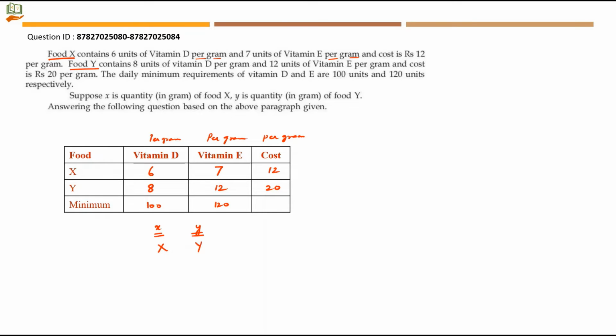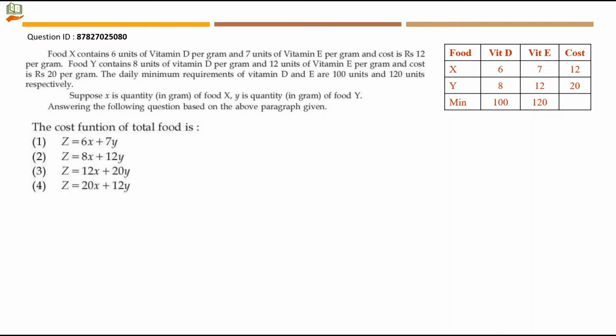Now we will start answering the question. The cost function of total food is. Where do you actually find the cost? It is in the fourth column. The cost is given as 12 for food X and 20 for food Y. And they have told that small x is used to represent the food capital X and small y is used to represent the food capital Y. Whenever you take a linear programming problem, it will usually be mentioned in the form of a maximization function or minimization function. There will be variables like x, y and sometimes z that will be equating to some value.